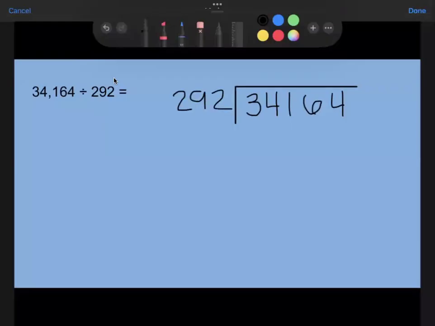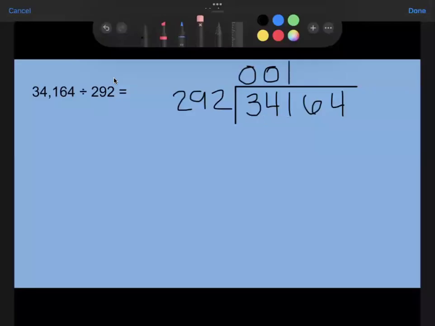So first I want to see how many times 292 fits into 3. And that's going to be 0 times. That doesn't work at all. 292 then fits into 34, also 0 times. That doesn't fit either. Now I can check and see how many times 292 fits into 341. So for this one, it will fit. In fact, it'll probably fit 1 time.